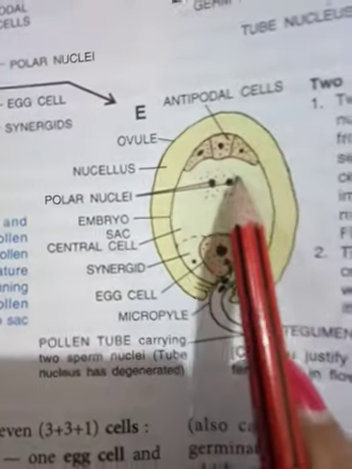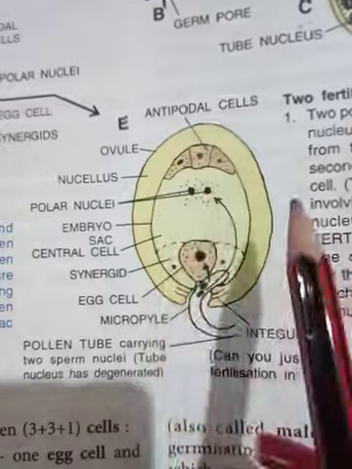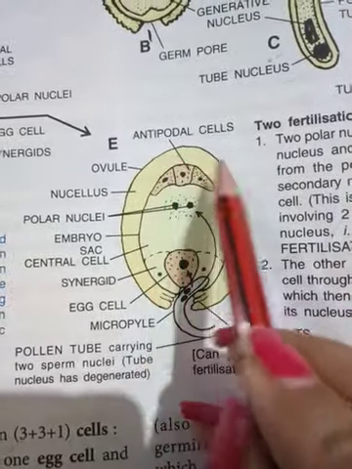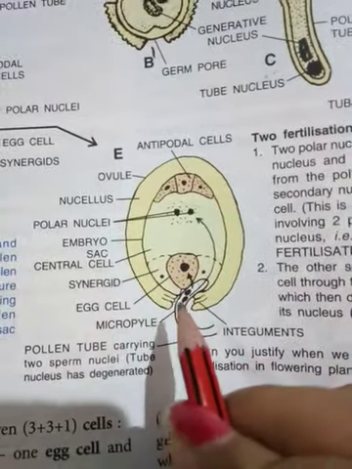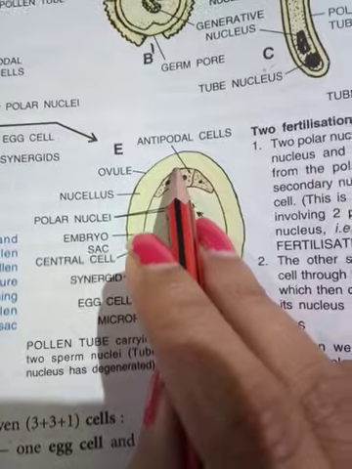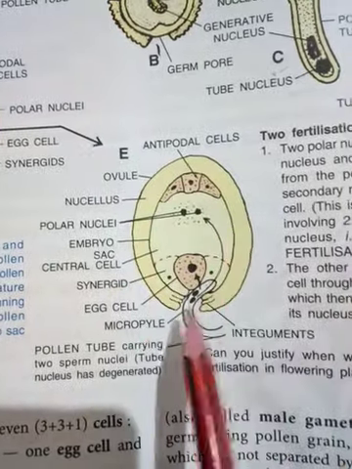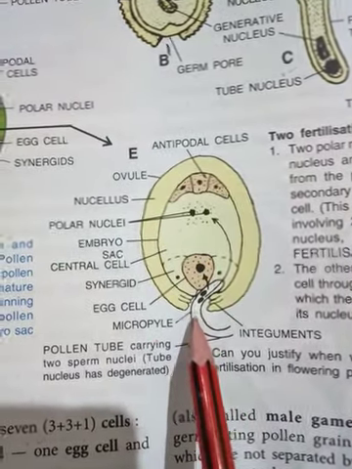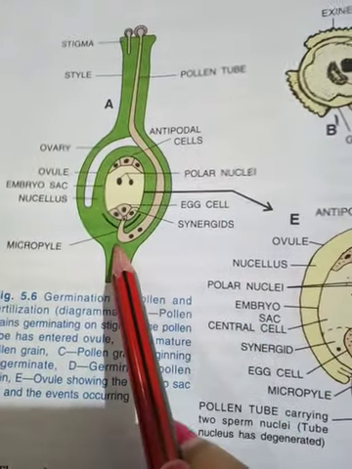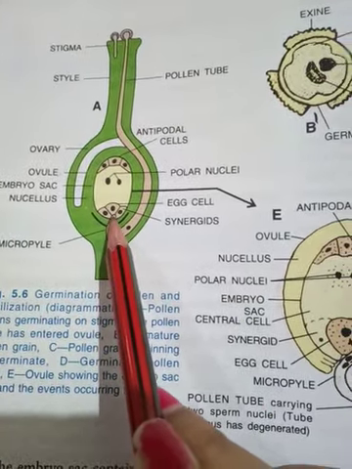These two are fused together. Now let me tell their names. These 3 are lying toward the upper part. This ovule consists of 2 parts. The down part is known as the micropyle, the upper portion is known as the chalaza. From this micropyle end the pollen tube comes and enters into this part.